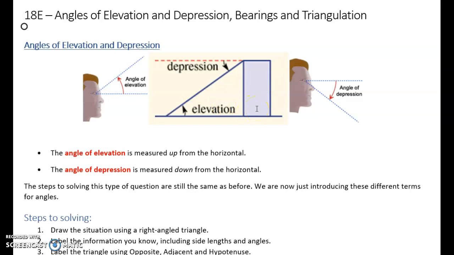Be aware sometimes you have to account for a person's height when you're dealing with a question. So sometimes you use your SOHCAHTOA to find the height of a building, but then you have to remember to add the 1.5 meters at the end for a person's height. So be wary of that.